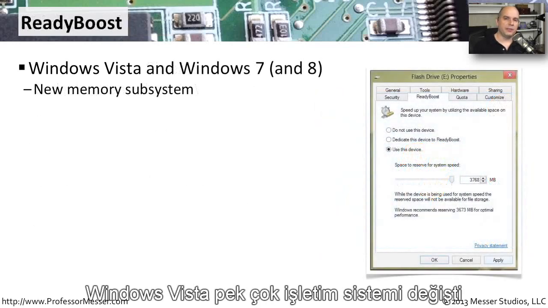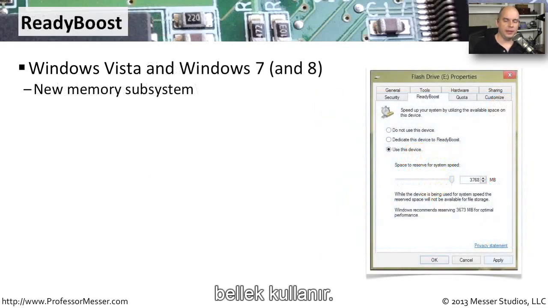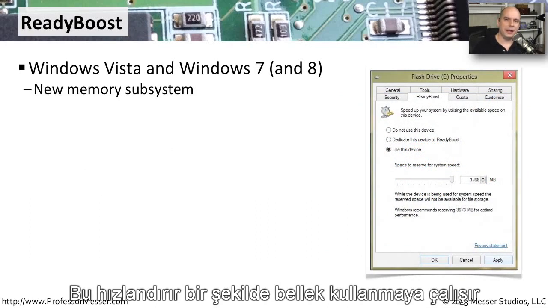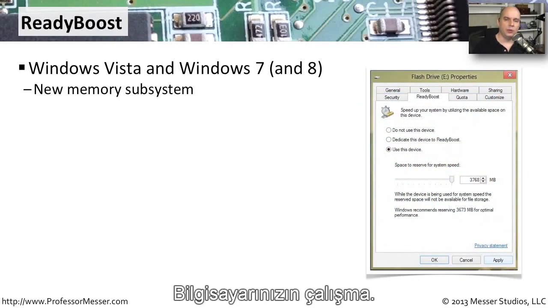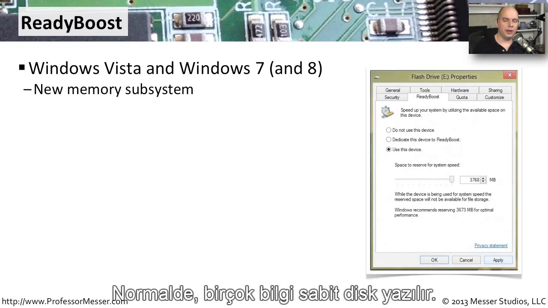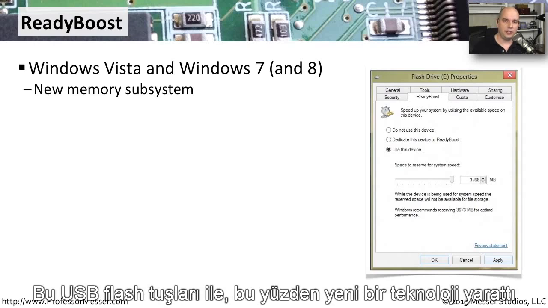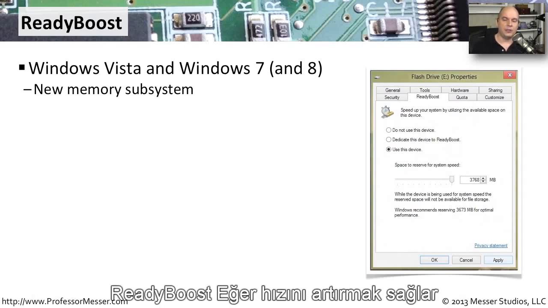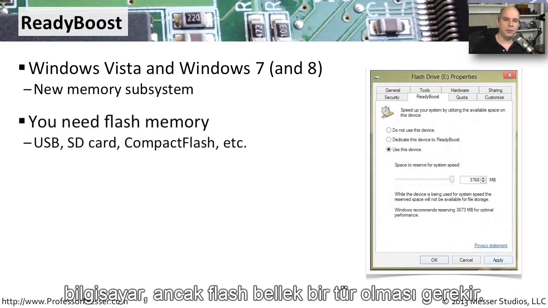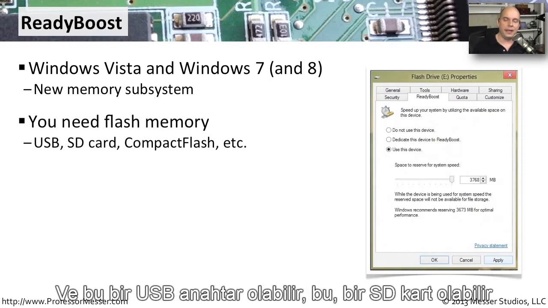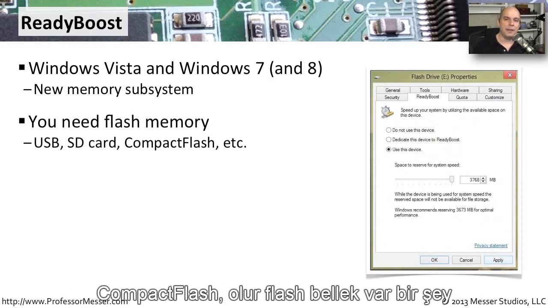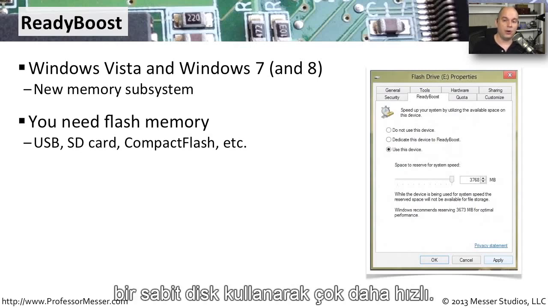Windows Vista changed a lot of the ways the operating system uses memory. It tries to use memory in a way that will speed up the operation of your computer. Normally, a lot of information is written to the hard drive, but Microsoft realized that a lot of us are walking around with these USB flash keys, so they created a new technology called ReadyBoost. ReadyBoost allows you to improve the speed of your computer, but you have to have some type of flash memory. And this can be a USB key, it can be an SD card, a compact flash, anything that's flash memory that would be much faster than using a hard drive.